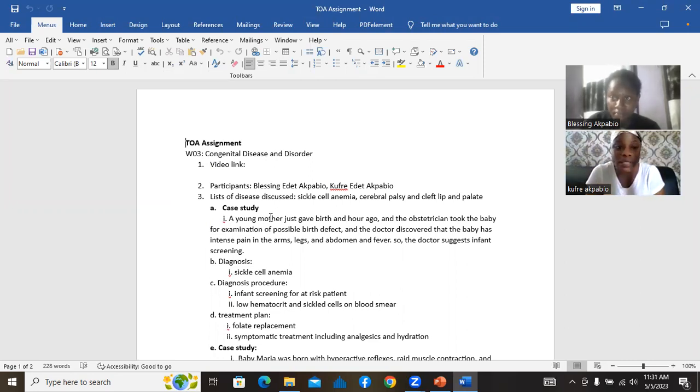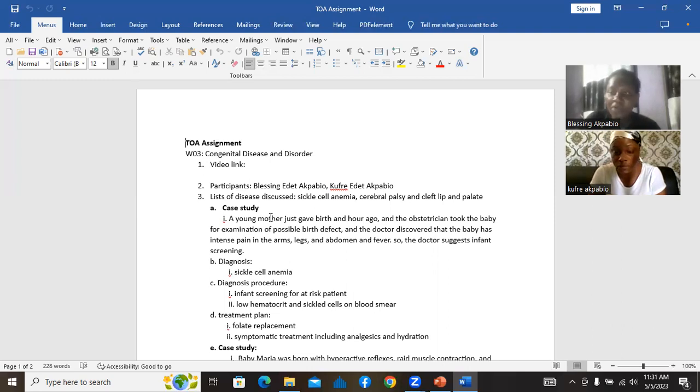I feel since it involved the hand, the leg, and abdomen, when we are talking about the hand, the pain in the hand contains some bones. So I will suggest that it is sickle cell anemia because sickle cell anemia has something to do with bone marrow, which will weaken the child's bone, and it will definitely affect the arms, the leg. In short, it destroys the baby's blood cells. So I think it's sickle cell anemia.